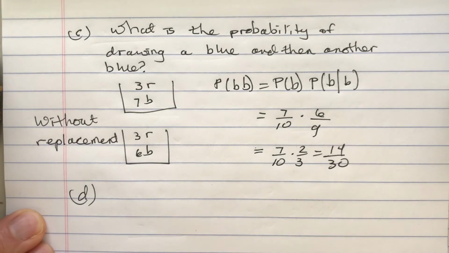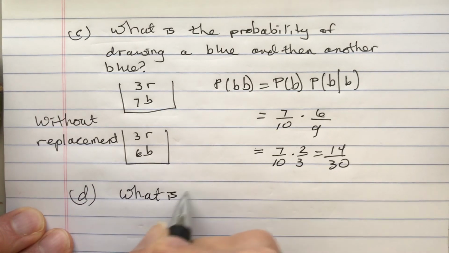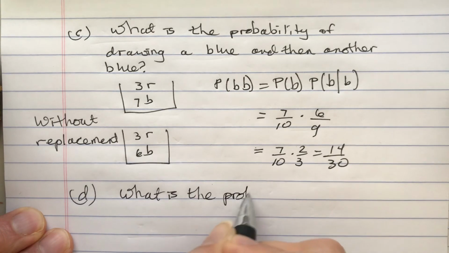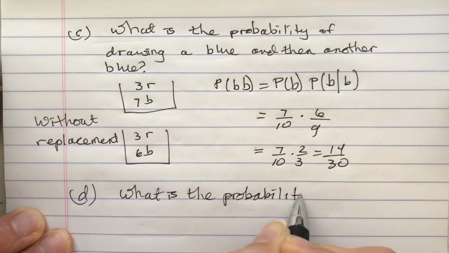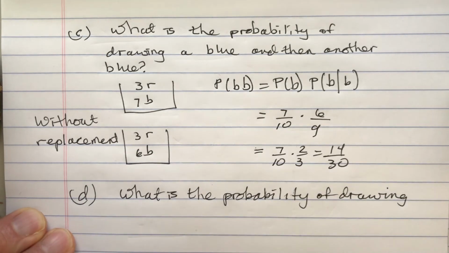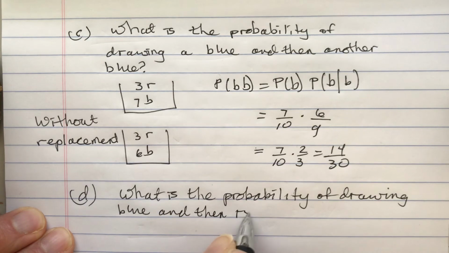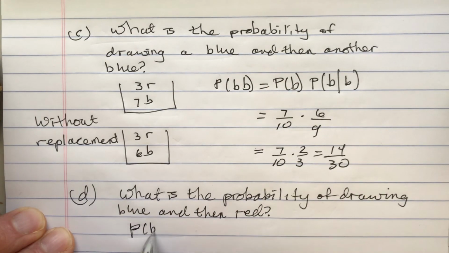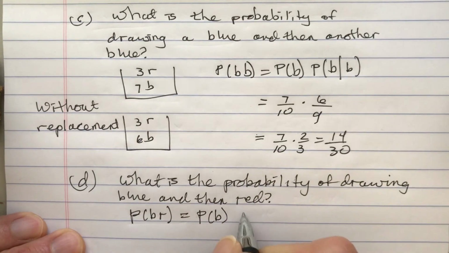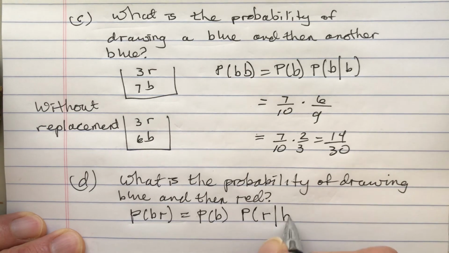D, what is the probability of drawing blue and then red? So we're looking at probability of blue, red. So that's going to be the probability of blue, the probability the first thing happens, and then getting a red given that the first one's a blue.